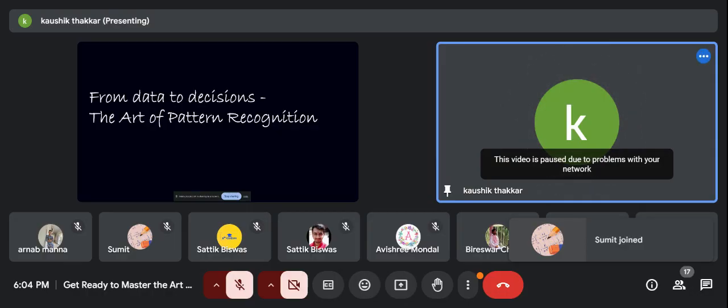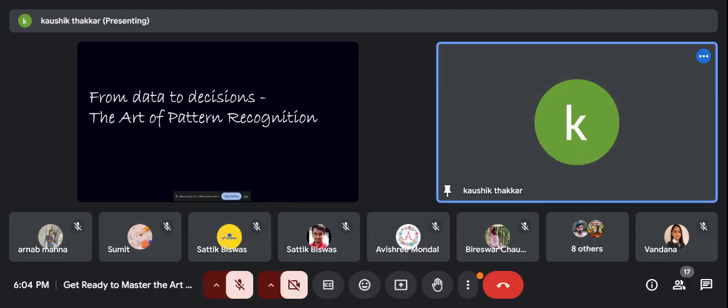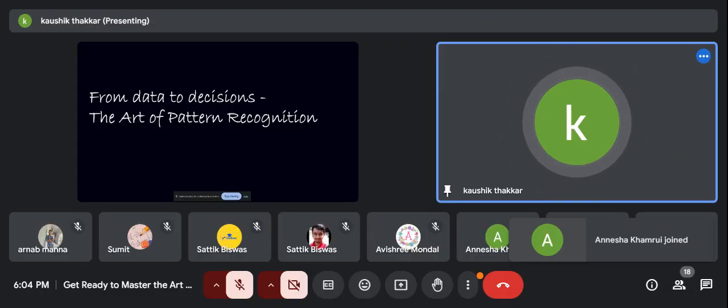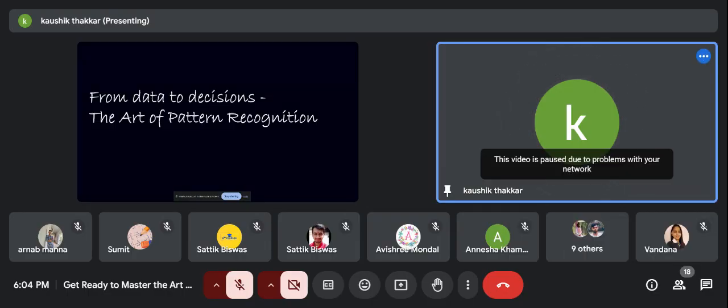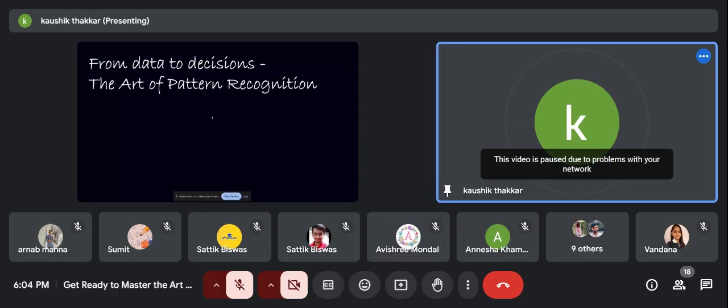Okay, that's it. Let's get started. So the title is From Data to Decisions. As you can infer from this, we have a lot of data. We'll use that to take decisions, and we will be focusing on pattern recognition.